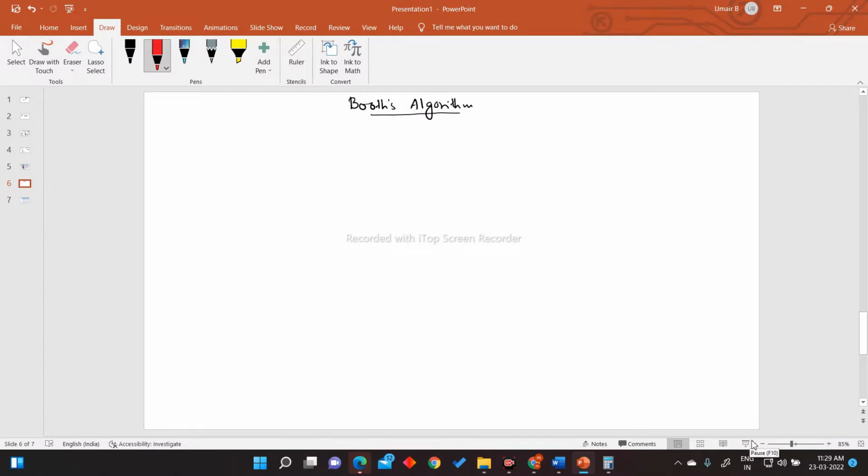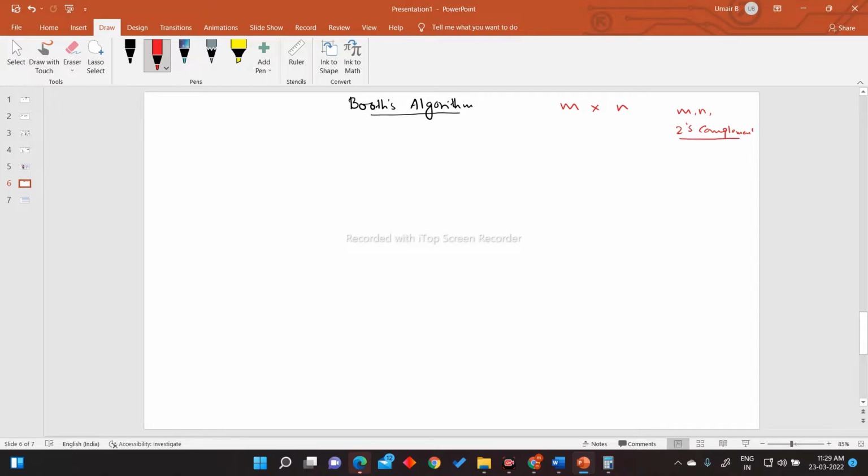Hello guys, today we are going to look into how to perform Booth's algorithm. Booth's algorithm is basically used to multiply two numbers, and these two numbers m and n are represented using 2's complement. So we can say that Booth's algorithm is to multiply signed numbers, and the signed number representation is 2's complement. That you have to keep in mind.